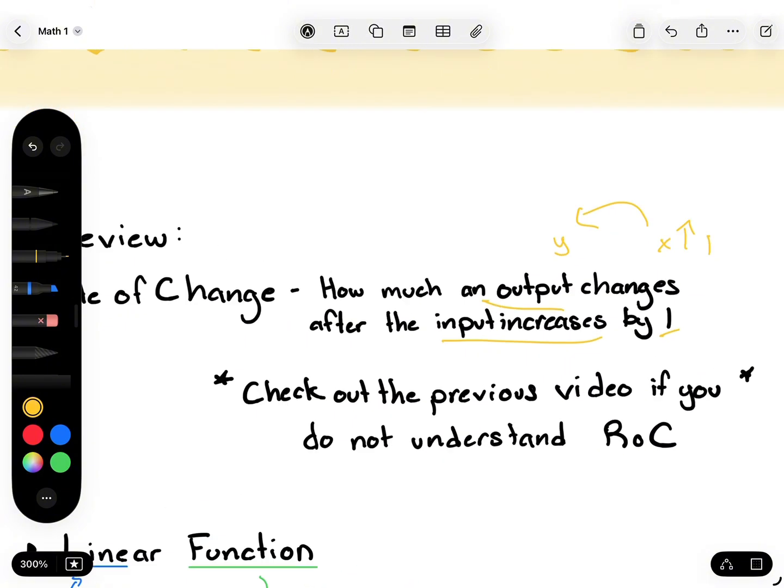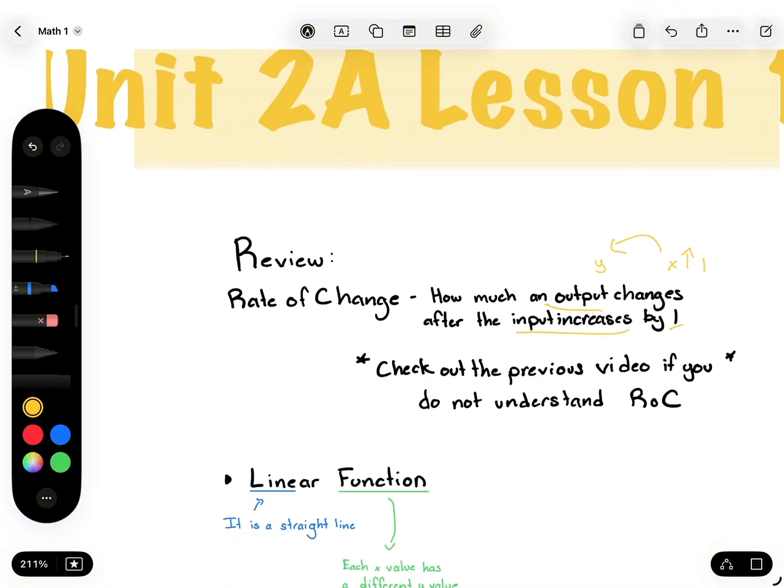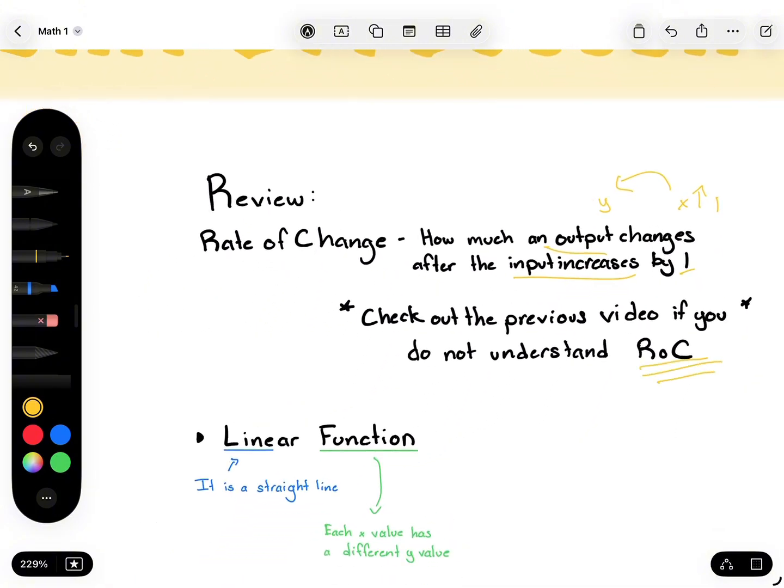If you do not understand rate of change, I strongly recommend that you check out the previous video under this channel where I talk about rate of change as a whole, and it's titled Unit 1, Lesson 12, Average Rate of Change of a Function. I strongly recommend checking that video out and understanding rate of change before coming to this video to learn more about slope.